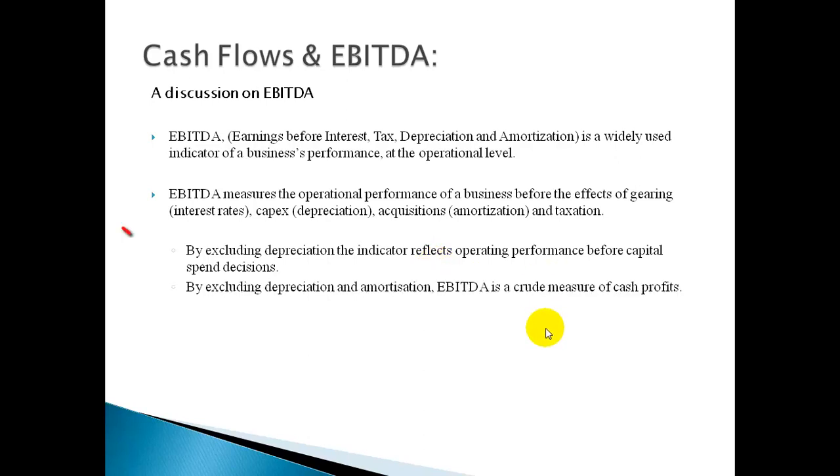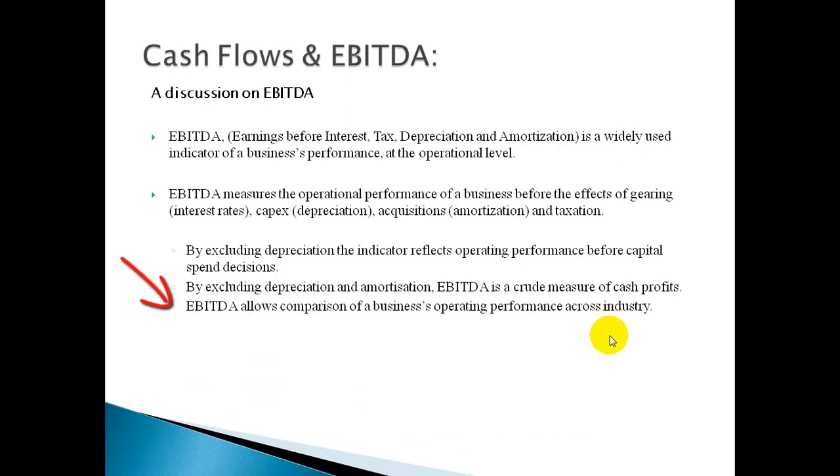If I exclude amortization, I then get to a clean profit figure that ignores one company which may be on an acquisition trail and there's goodwill on its balance sheet, and therefore they're writing goodwill off over time as an amortization cost in the income statement, and company B has no amortization. They grow organically, as I said in one of the earlier modules. I can now exclude that out of the picture, and I'm getting an apples to apples comparison. So EBITDA allows comparison of a business's operating performance across industries, as I said. That's why it is used.